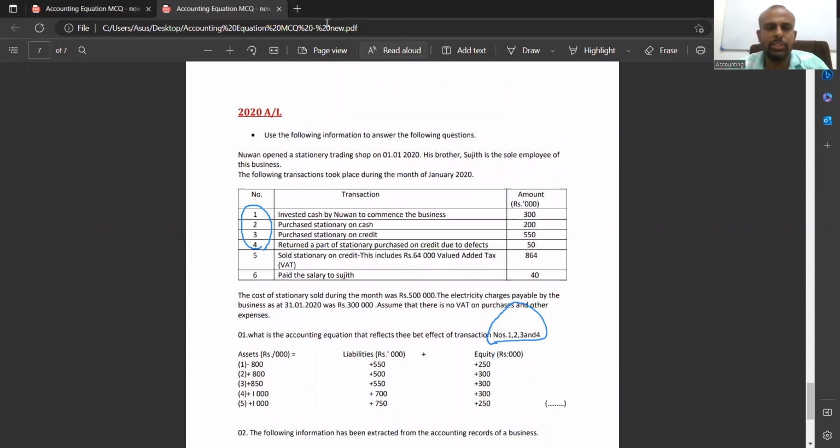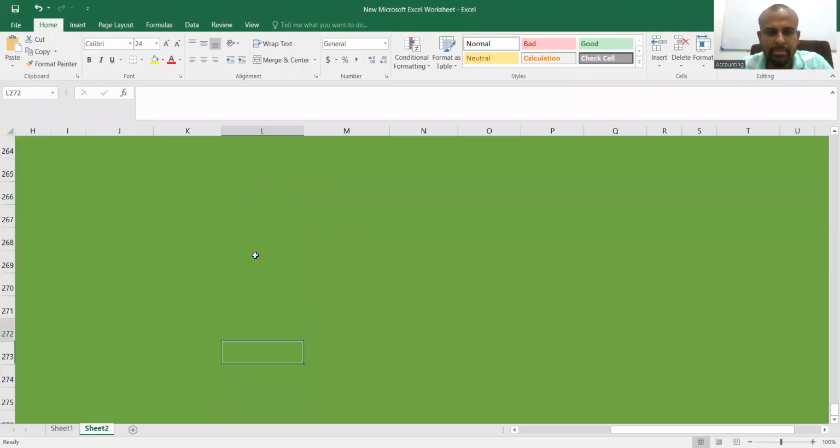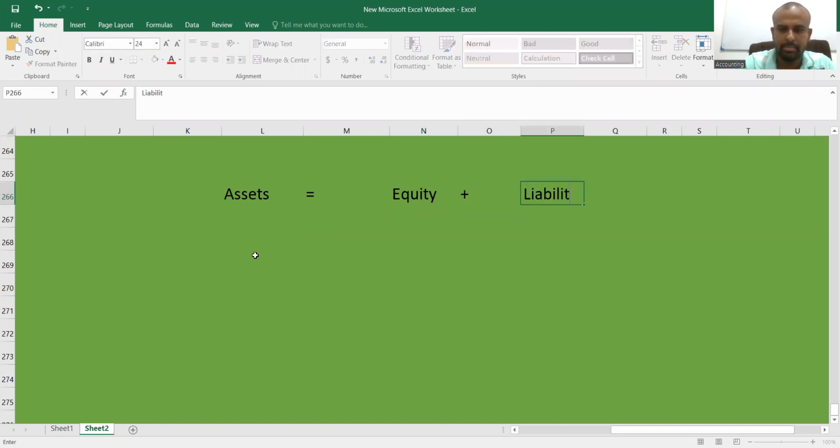Right. What are the equations they have given? Son, he is not asking about all of these, he is asking about our first four pieces of information. Right. Then what is the basic accounting equation you get? Assets equal equity plus liability. Right. Okay.